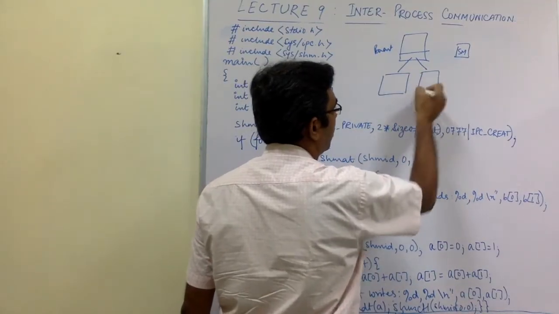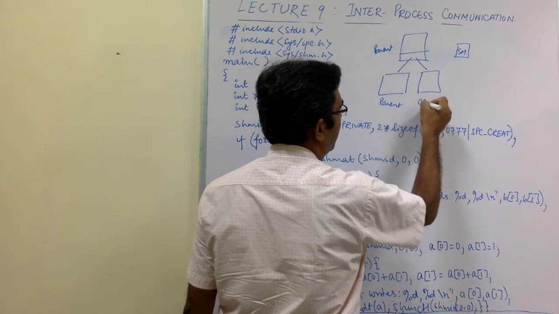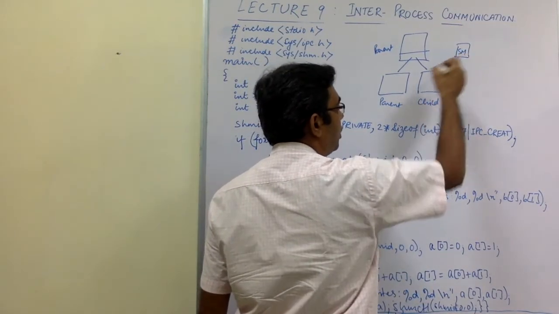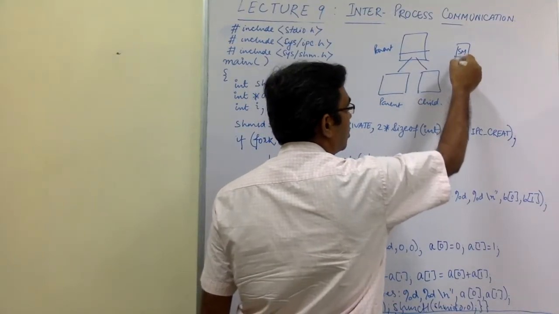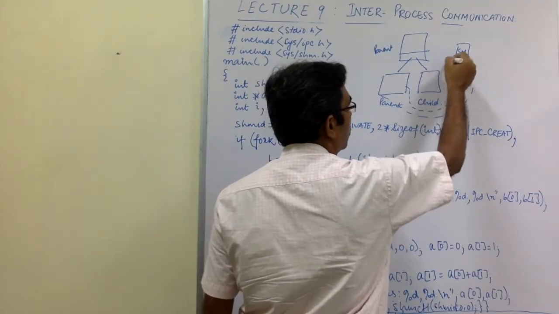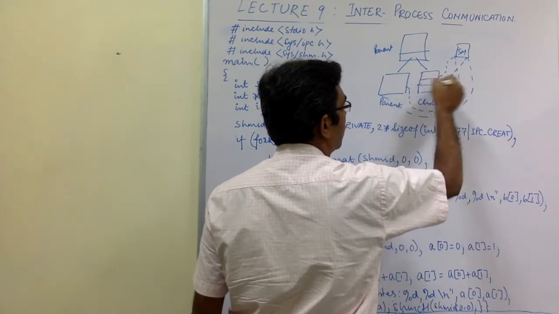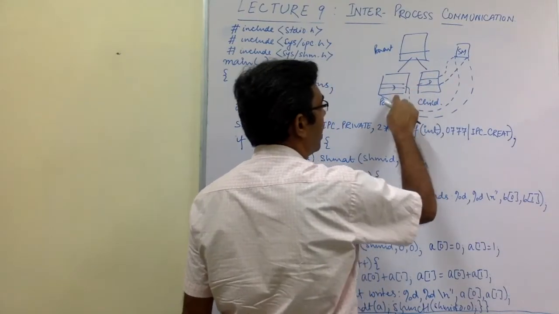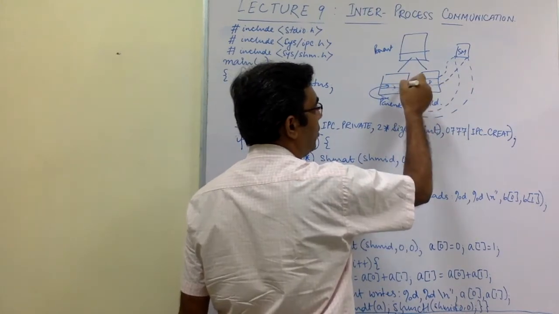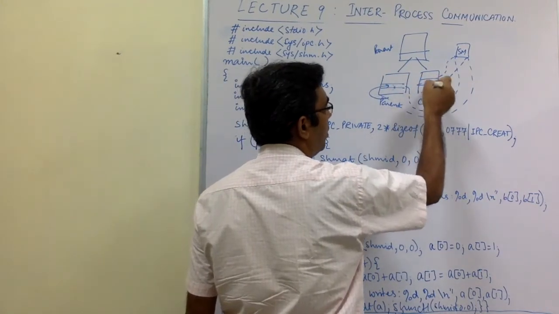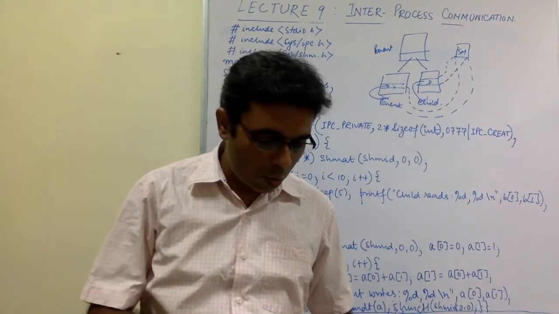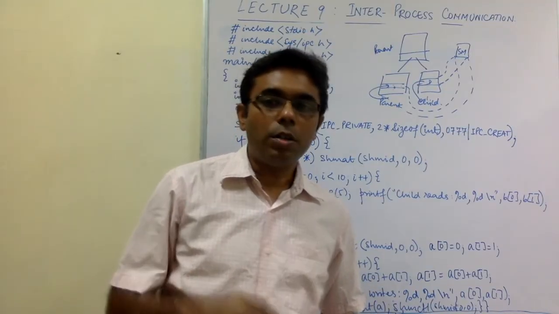So we have the parent and the child, okay, and now each one of these will be attaching this shared memory to its address space, right? So the child will also attach it to the address space, so that whenever the parent will be writing something to this, the child will be reading it from here. Okay? The child will be reading it.